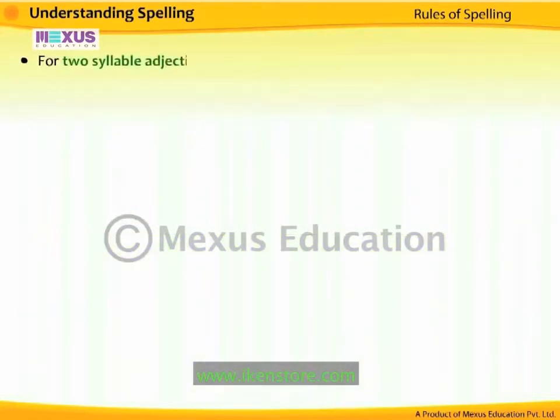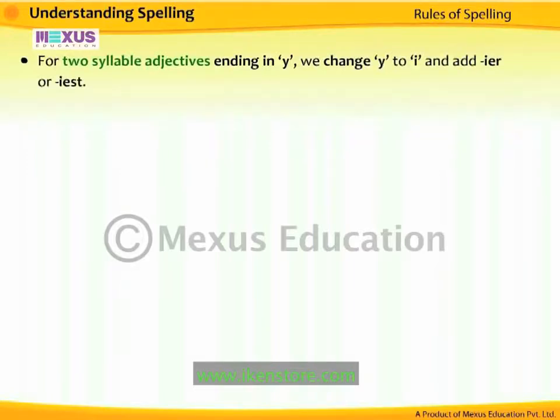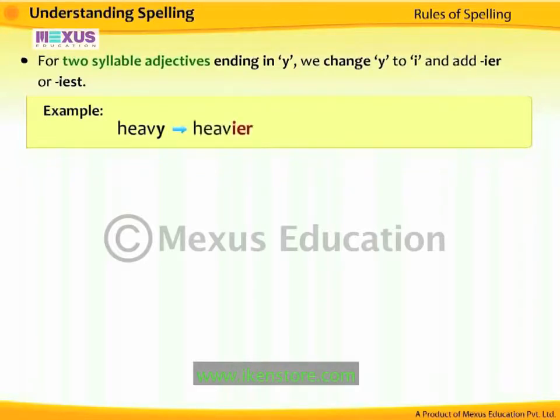For two-syllable adjectives ending in Y, we change Y to I and add IER or IEST. For example, the Y in heavy is replaced by IER in heavier and by IEST in heaviest.